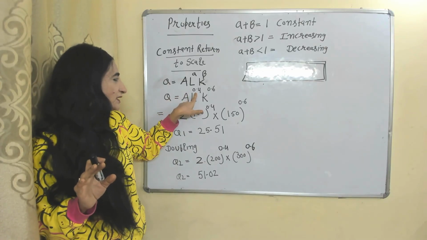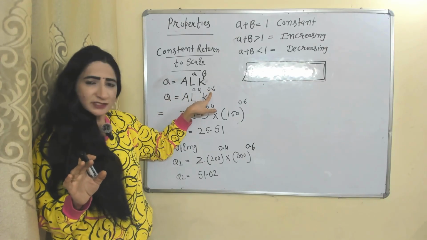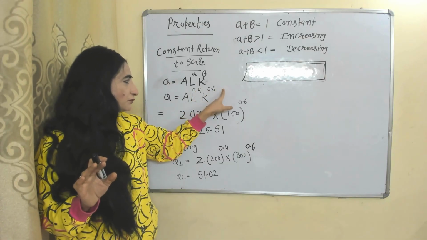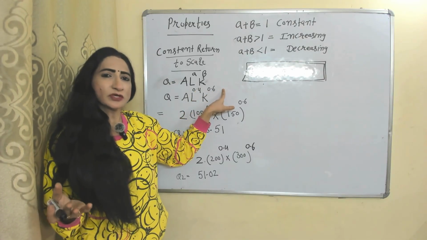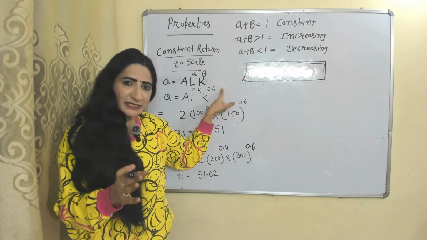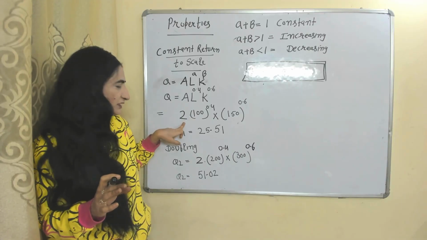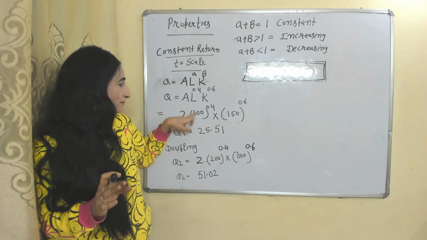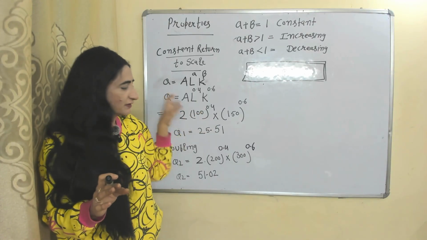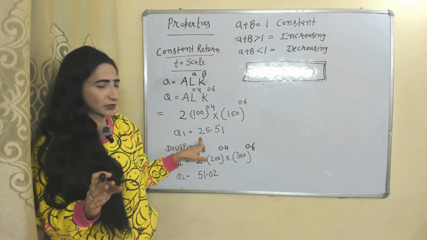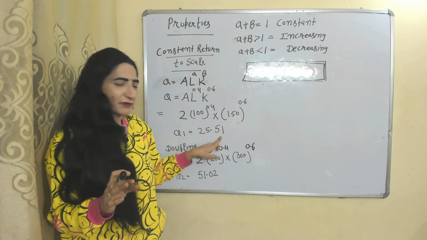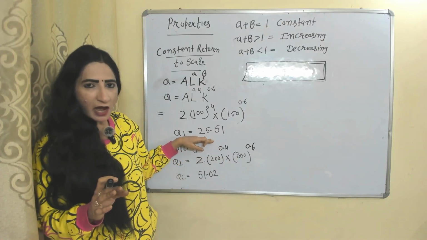So here alpha is 0.4, beta is 0.6. When you add, it becomes equal to 1. So you can say that alpha plus beta is equal to 1. Initially, all factor productivity is 2, labor 100, capital 150. When you solve, it becomes equal to 25.51. This is our total output.